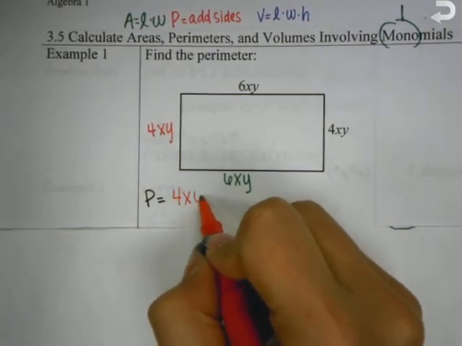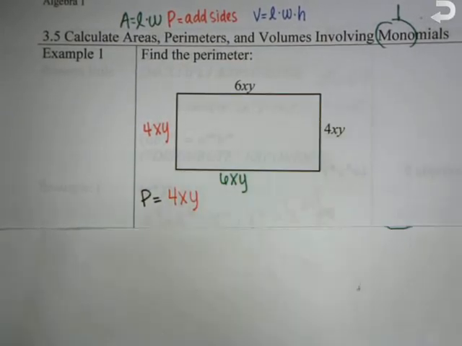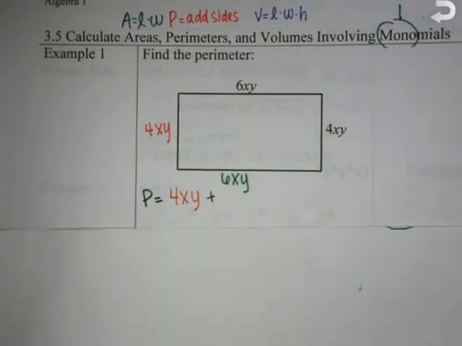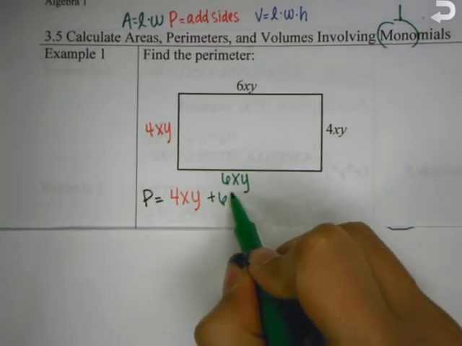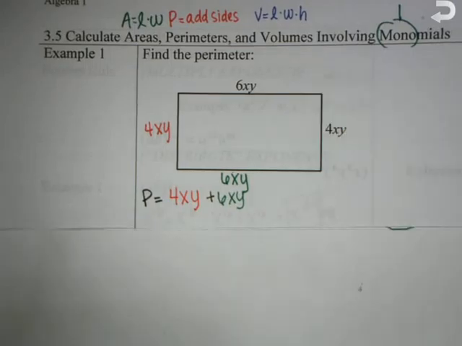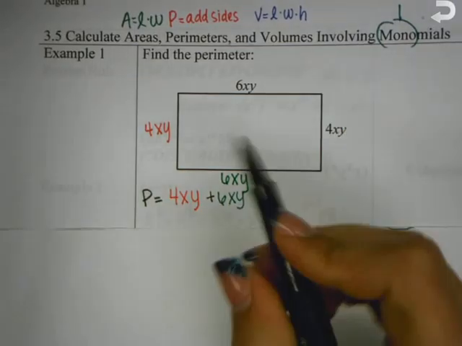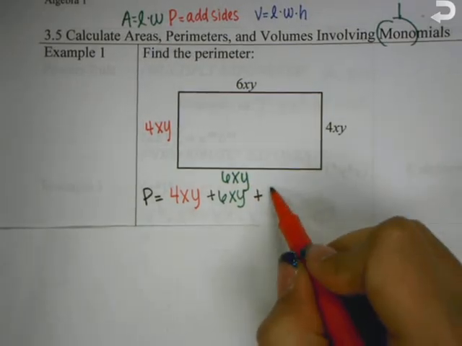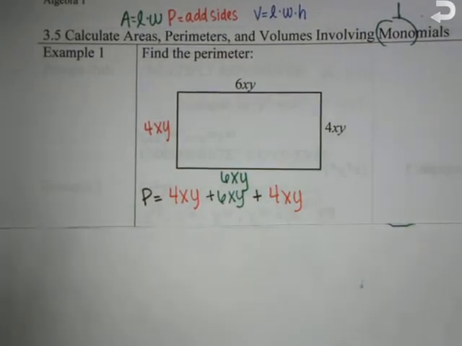You need to show all your work. Haven't you guys learned your lesson from the last test? Show your work, check your answers. Plus 6xy, I'm just going around in a circle. Plus 4xy. Plus 6xy.